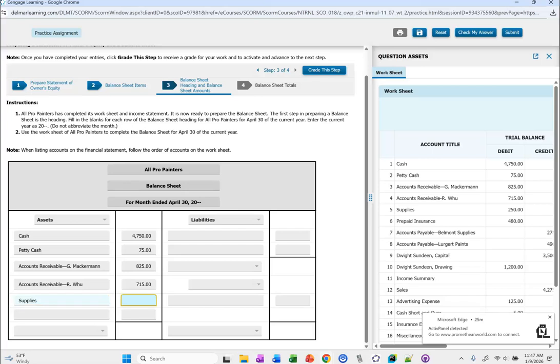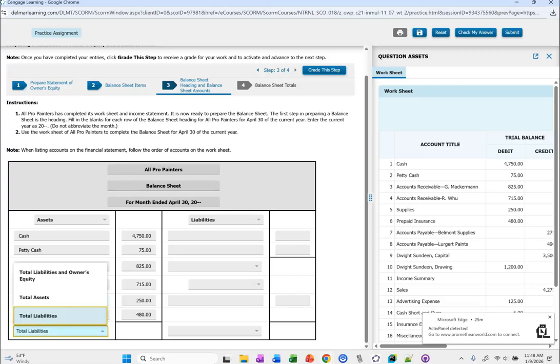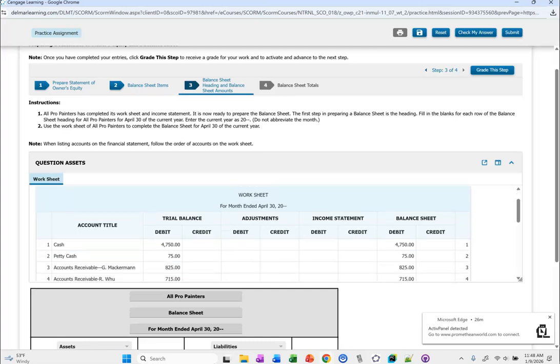And that's 250. And then we have prepaid insurance. And that's 480. Total assets is next. The supplies and the prepaid insurance are adjusted, like the adjusted prices. Thank you. I should have done this so we can actually see.